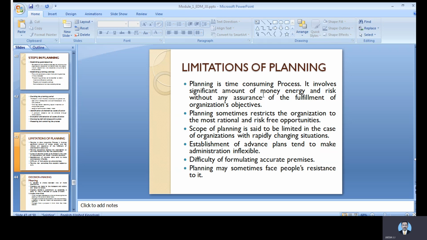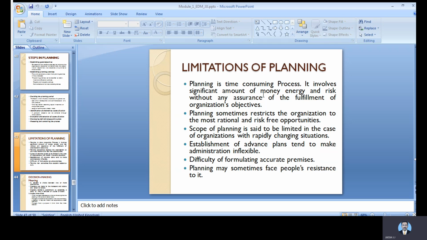So planning is a time consuming process as well, and it involves a sufficient amount of money, energy, and risk without any assurance of what is going to happen in the future, as well as whether the organization's objectives are going to be fulfilled. So all those things we cannot assure with just a plan. So when you have the planning process, these are some of the limitations you can talk about.